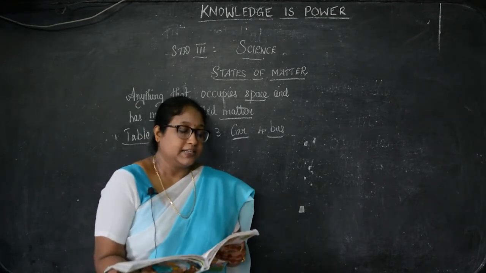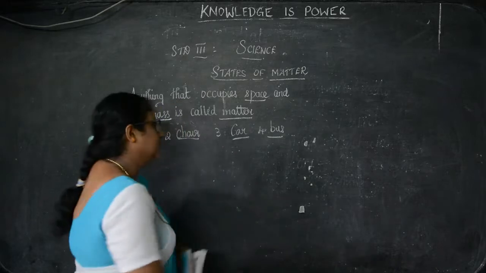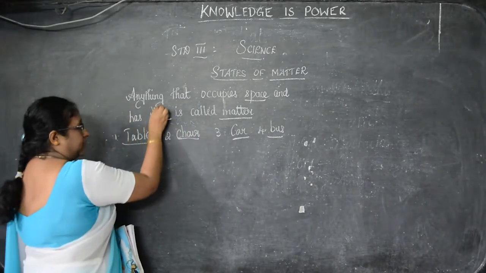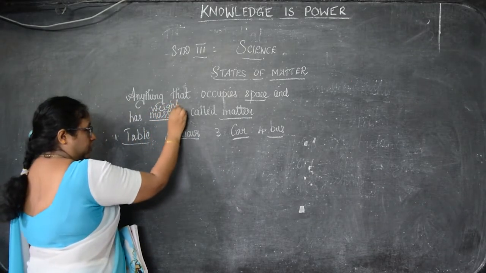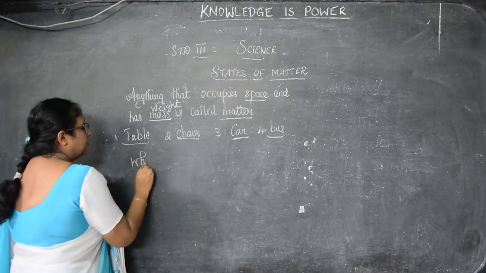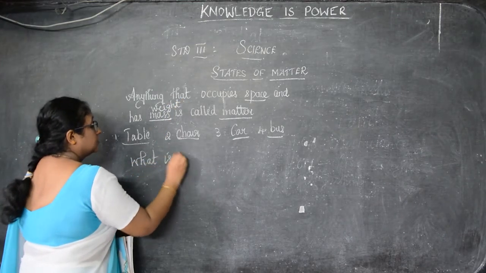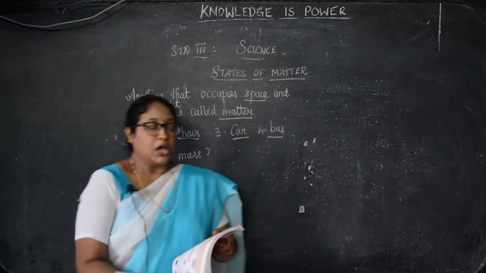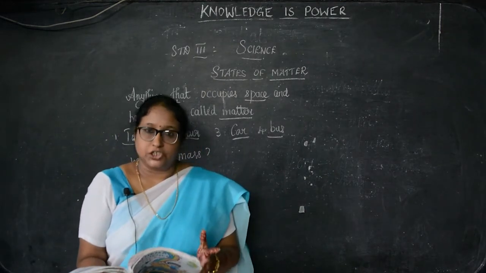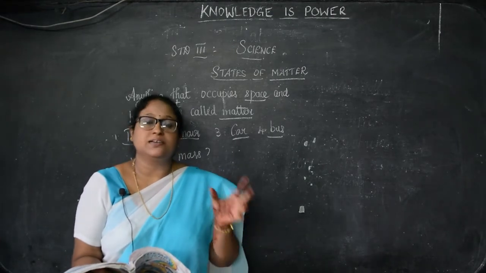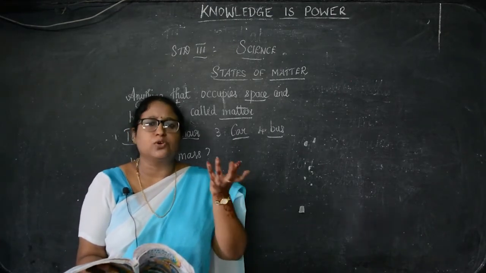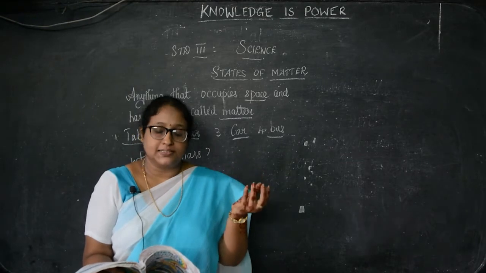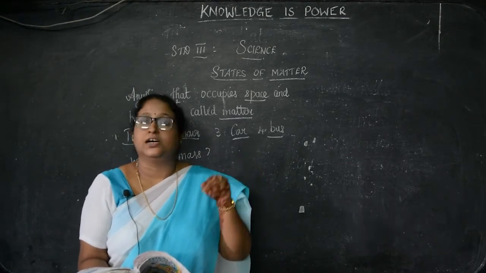Next they have asked, what is mass? Already I said mass is nothing but the weight. So what did I say, children? Mass is nothing but the weight. Now mass is a measure of how much matter is in an object. Object means porul. So mass is a measure of how much matter is in the object.